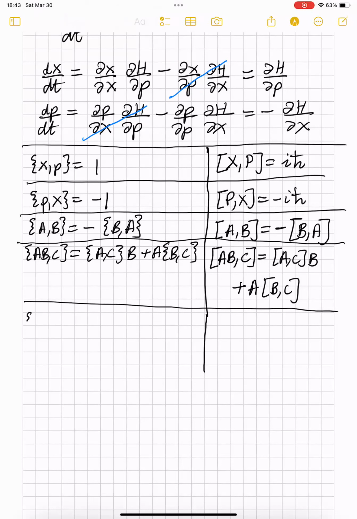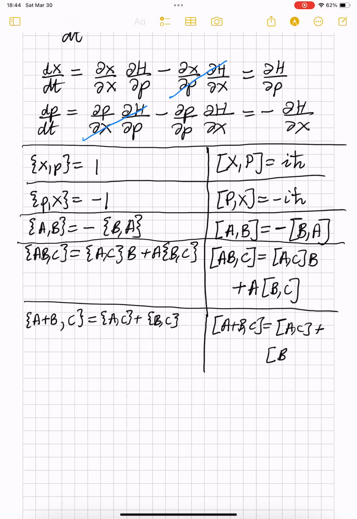Let me just write down one more equation that you can check very easily. If you've got the Poisson bracket of A plus B with C, this is actually the Poisson bracket of A with C plus the Poisson bracket of B with C. And this matches the fact that the commutator of A plus B with C is the commutator of A with C plus the commutator of B with C. So again, an exact match.